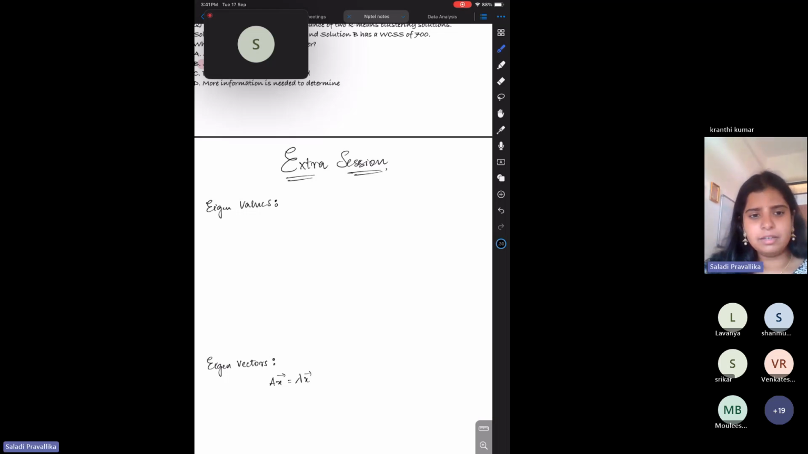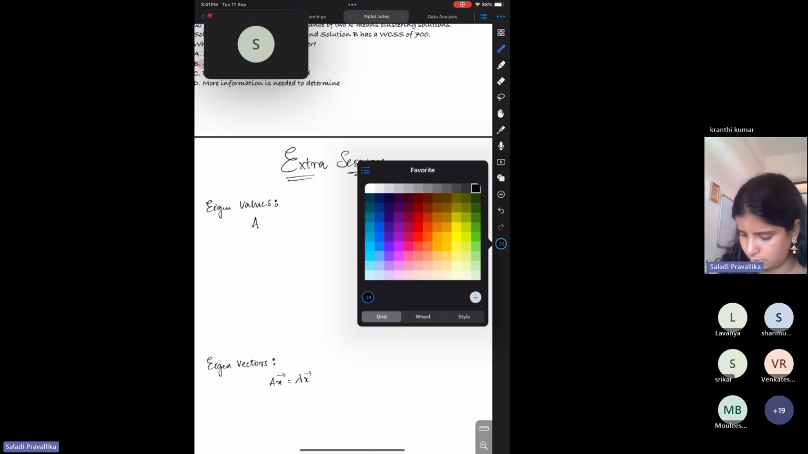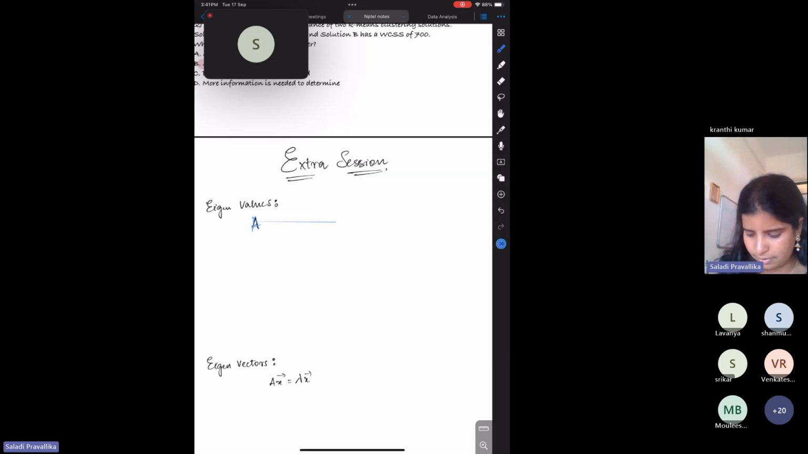So we have covered eigenvalues earlier, right? So given a matrix A that I have, let us say it has some eigenvalues which are represented as lambda. And now I want to know the lambda values, right? So what I have to do is take the determinant of A minus lambda times I, where I is the identity matrix of the same shape as A, and this determinant should be equal to 0.